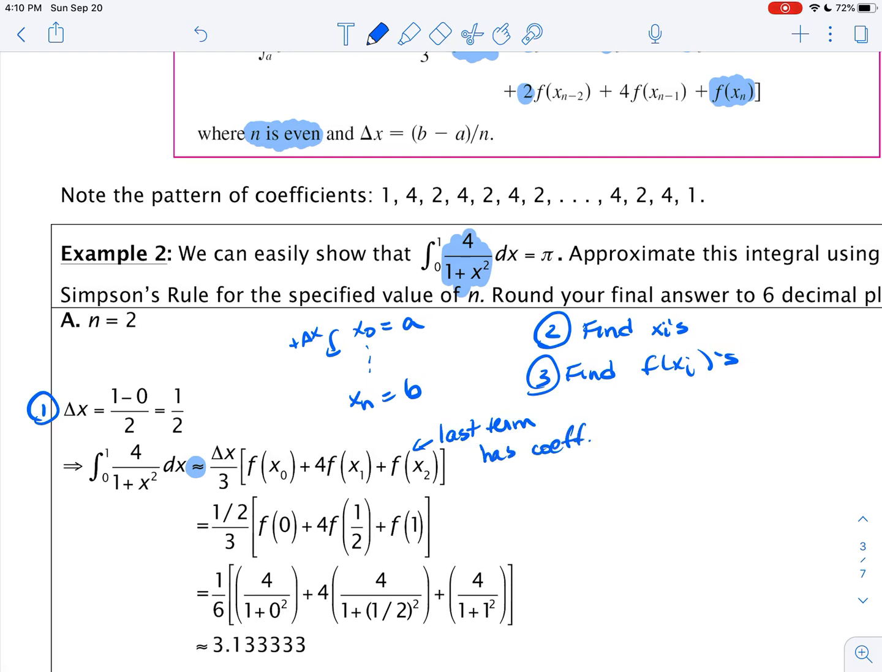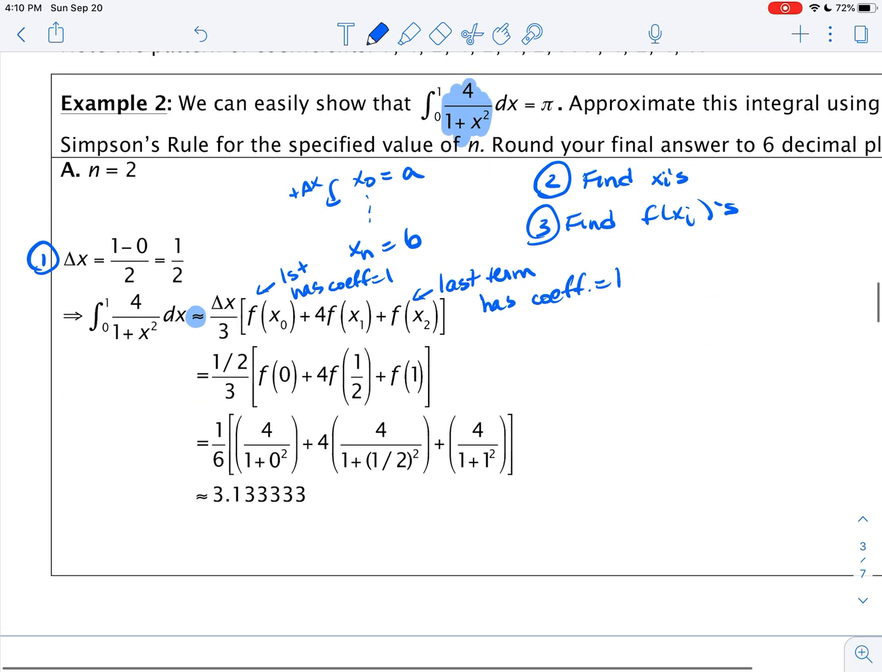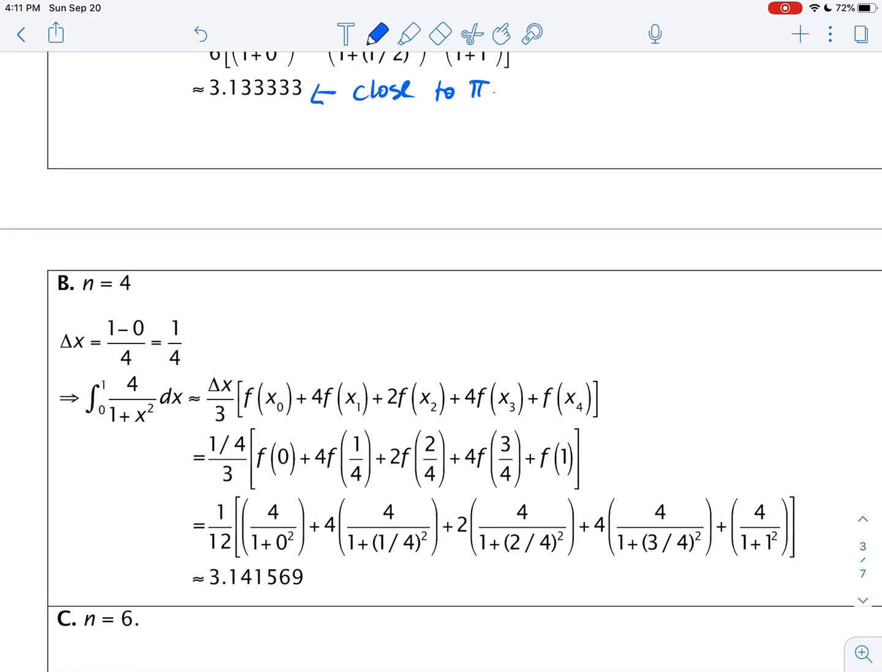So we don't need that 2 on the inside, and knowing that this one is the last one, right? The last term has coefficient 1. And the first term does too. Good. And so we substitute the values that we calculated, and we can come up with an approximation. And notice that using Simpson's rule on this very same example, 3.13 is close to pi. So you can feel confident that this is a pretty good approximation method.